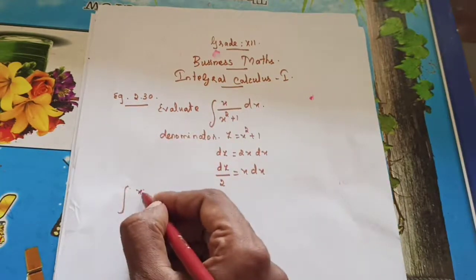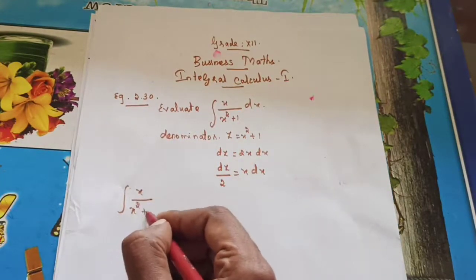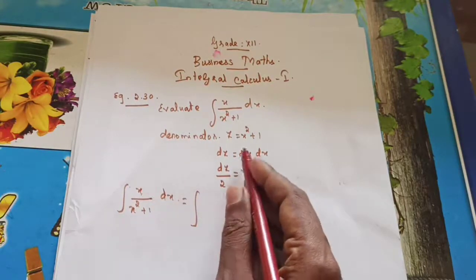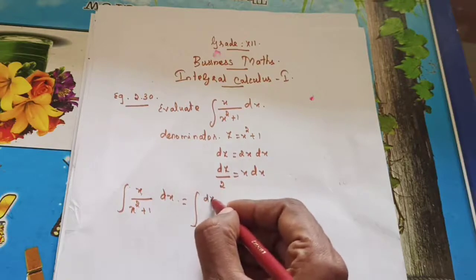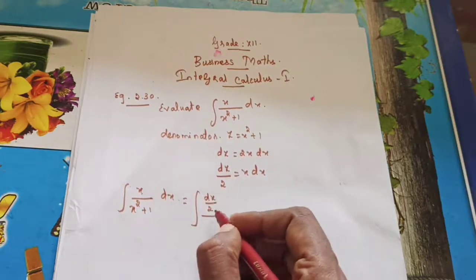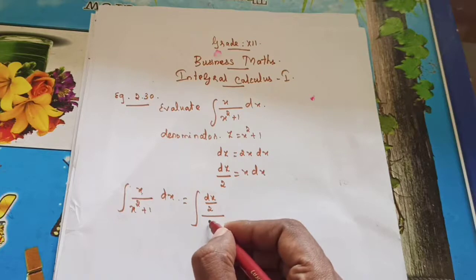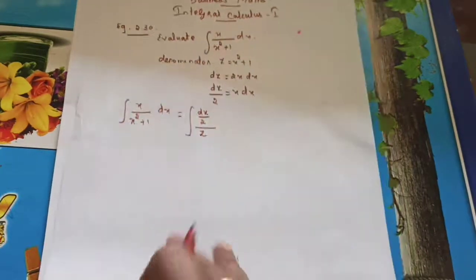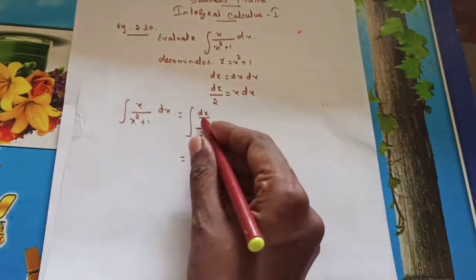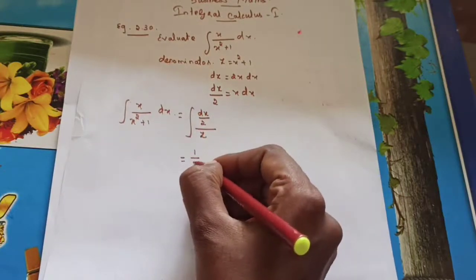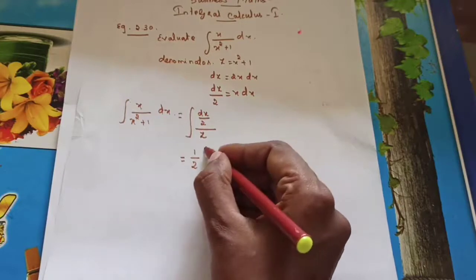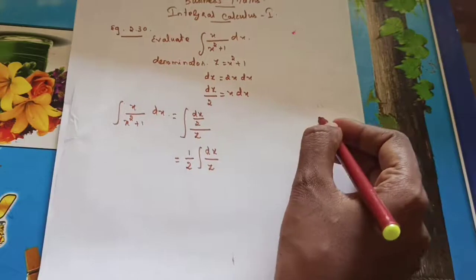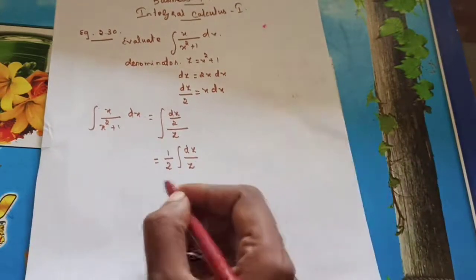Now you can substitute here. The integral of x by x square plus 1 dx is equal to, in the place of x dx, what you need to substitute? dz by 2, divided by, in the place of x square plus 1, what you need to substitute? z. So what will you get then? That is equal to, 1 by 2 is a constant, you can take it outside. So what's the balance? dz by z. What is the integration of dz by z?